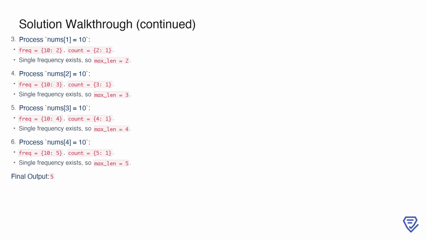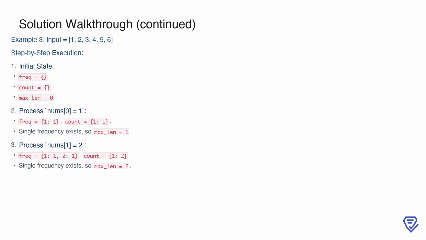The single frequency results in max_len becoming 5, and the final output for this example is 5. Now consider the input 1, 2, 3, 4, 5, 6, which contains all unique numbers. Initially, frequency and count are empty, and max_len is 0. Processing the first number, 1, increases its frequency to 1, updating frequency to {1: 1} and count to {1: 1}. With only one unique frequency, max_len becomes 1.